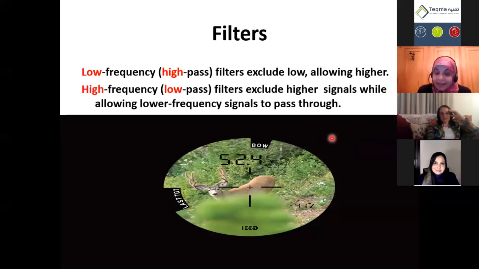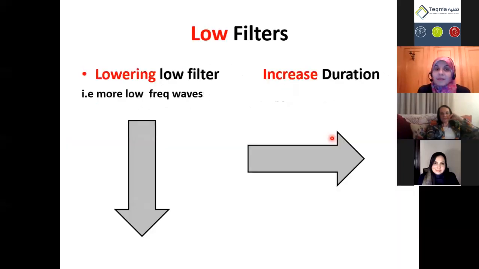After we understood the filters, what is high and what is low, I would like to tell you what the filters do to the potential that you want. Low frequency waves, like the delta waves, have long duration. So when you increase the low frequency filter, allowing more slow waves to enter, you expect the duration to increase. And you see the potential with broad, long duration.